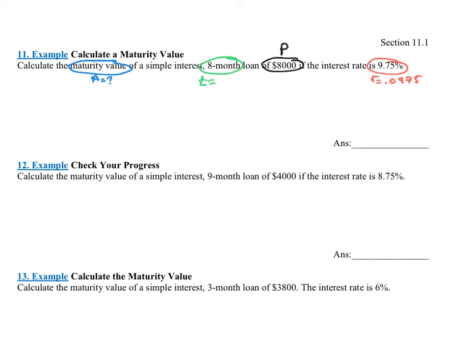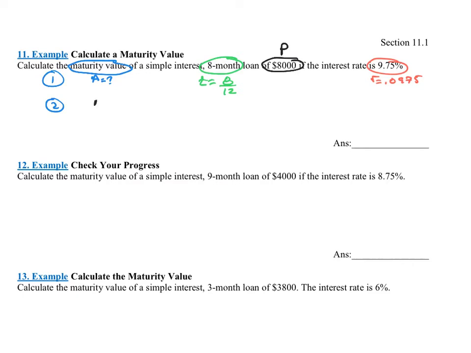Our time is 8 months, and again, it needs to match our rate. Our rate is always assumed annual, so that means our time needs to be annual. So what is 8 months? 8 months is 8/12ths of a year. So that's step 1. We've identified our variables. Let's go on to step 2.